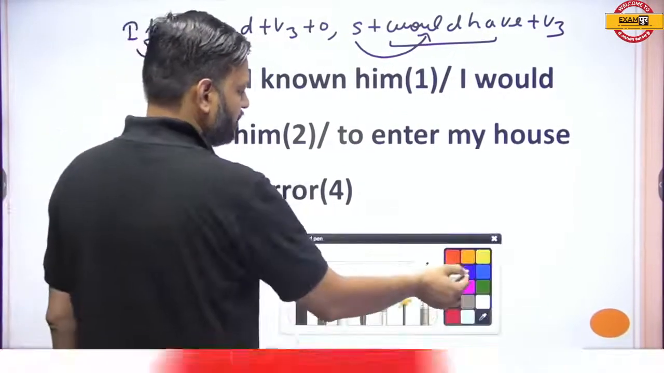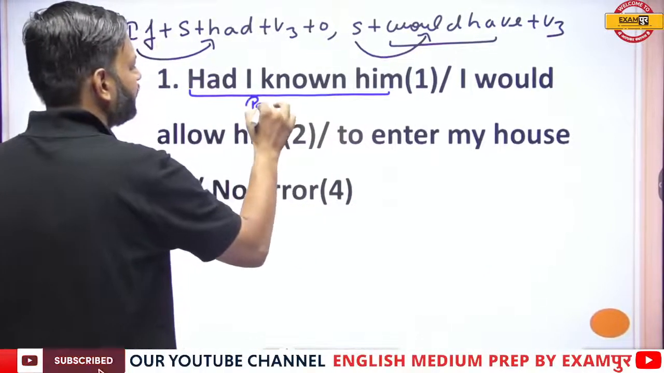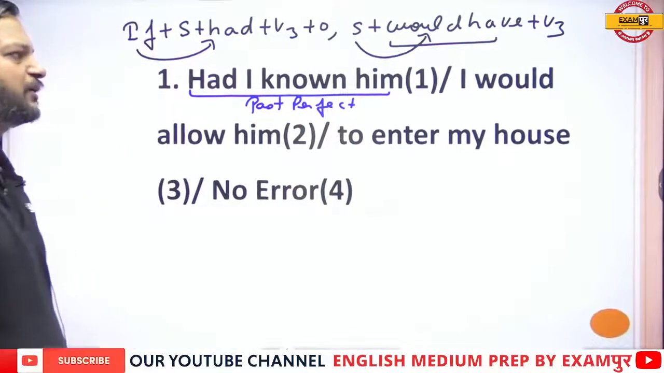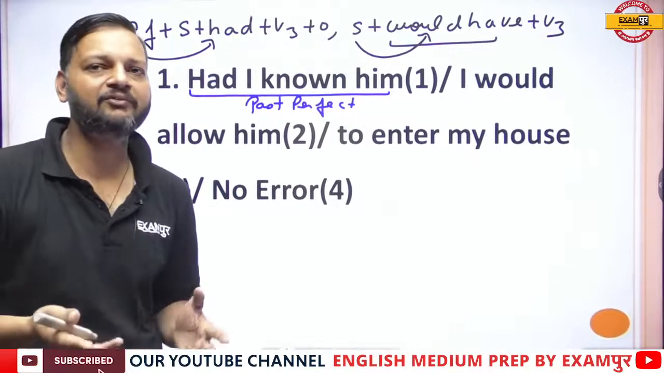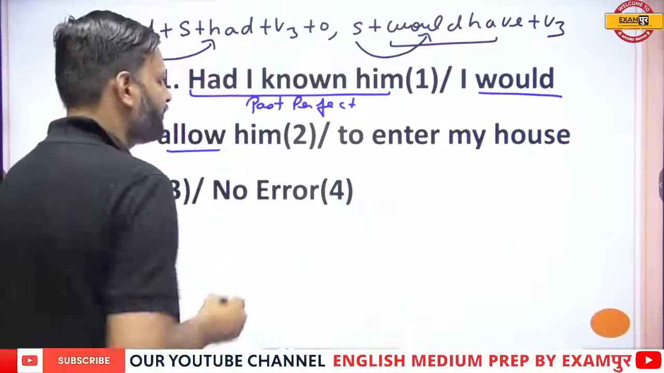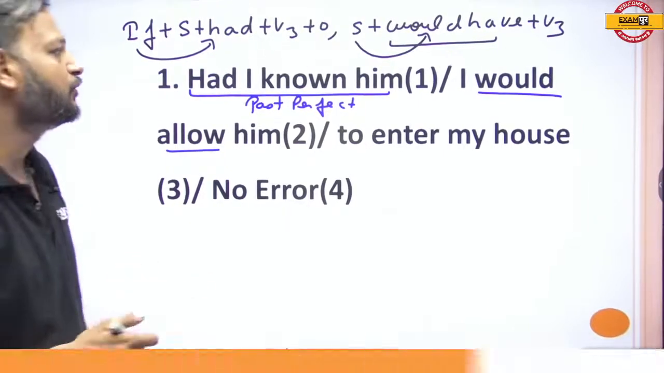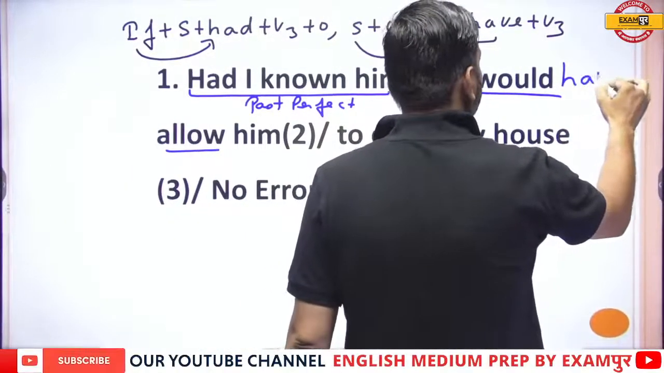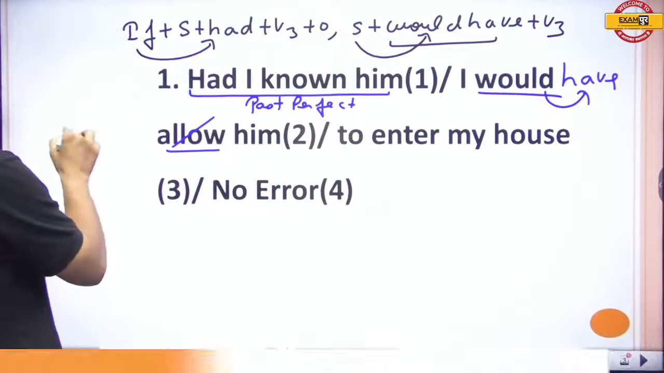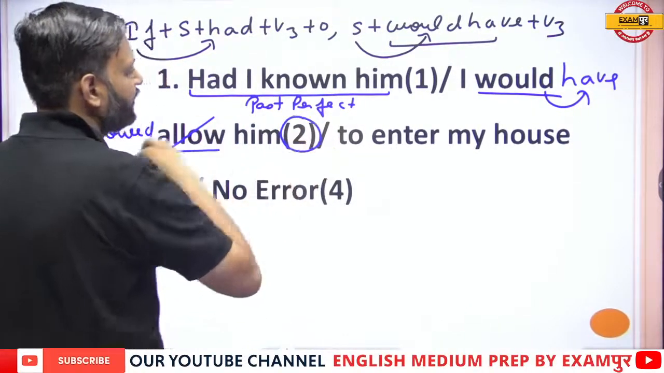So in this sentence you can see that the if clause is past perfect, and if the if clause is past perfect, its main clause must have would have plus third form. But as you can see here, would plus first form has been written, so this is wrong. To rectify this sentence, you have to add have after would, and change the first form of the verb into the third form. So the error lies in the second part.